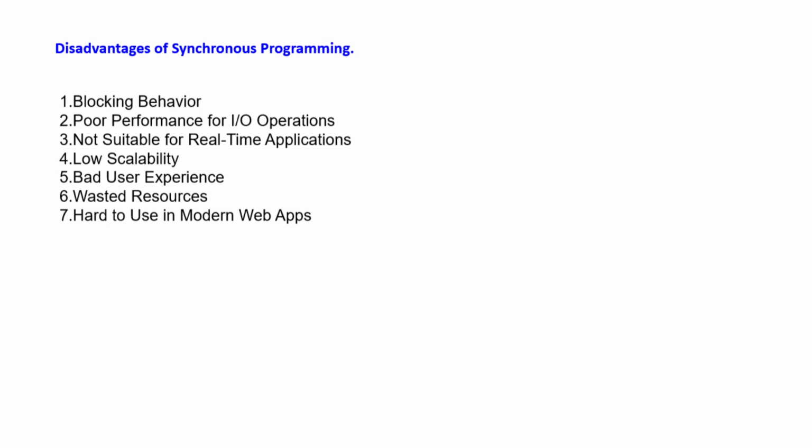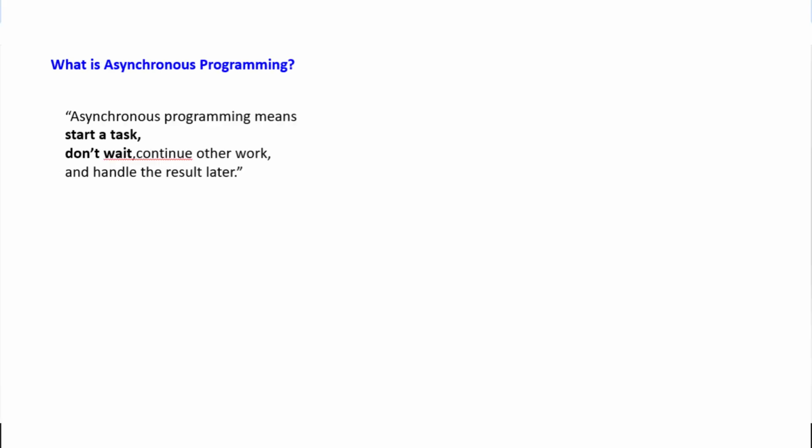Number six, wasted resources. Here you will see all the system resources are underutilized while waiting for the tasks to complete. Number seven, hard to use in modern web apps. In nowadays modern JavaScript environments like browser and Node.js are designed for non-blocking async operations.